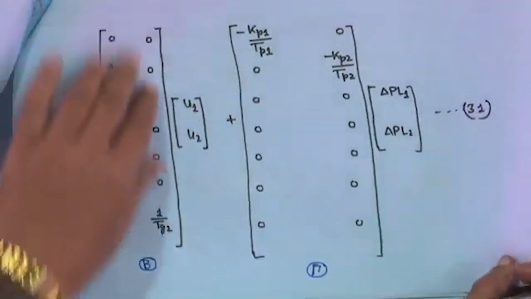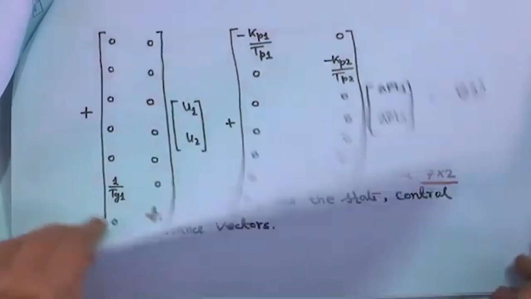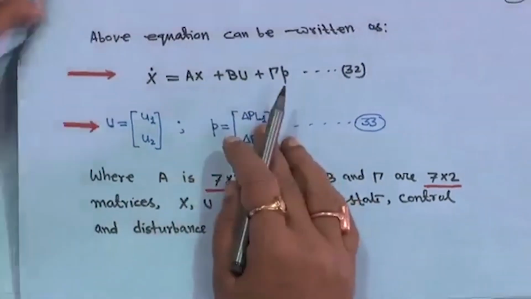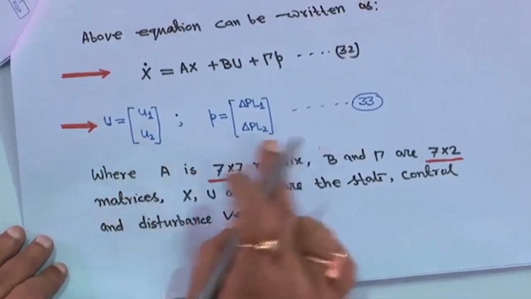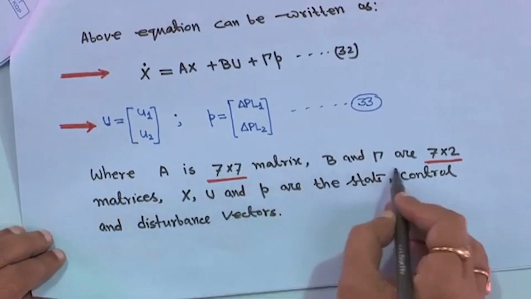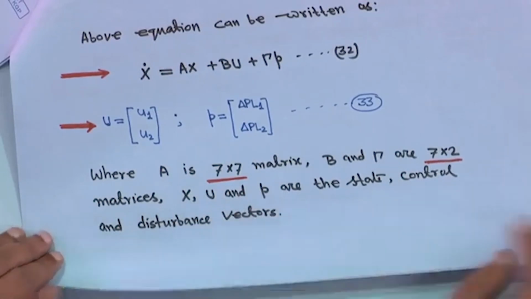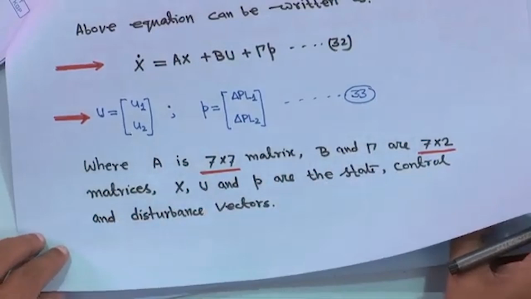So, now you can write x dot is equal to Ax plus Bu plus gamma p. This equation is written in this form as equation 32, where u is equal to u1, u2 and p is the disturbance vector, delta PL1 and delta PL2, where A is a 7 into 7 matrix, and B and gamma are 7 into 2 matrices. x, u and p are the state, control and disturbance vectors. The state variables we have chosen, you can alternate or even interchange this way or that way, no problem, but you will get the same result.